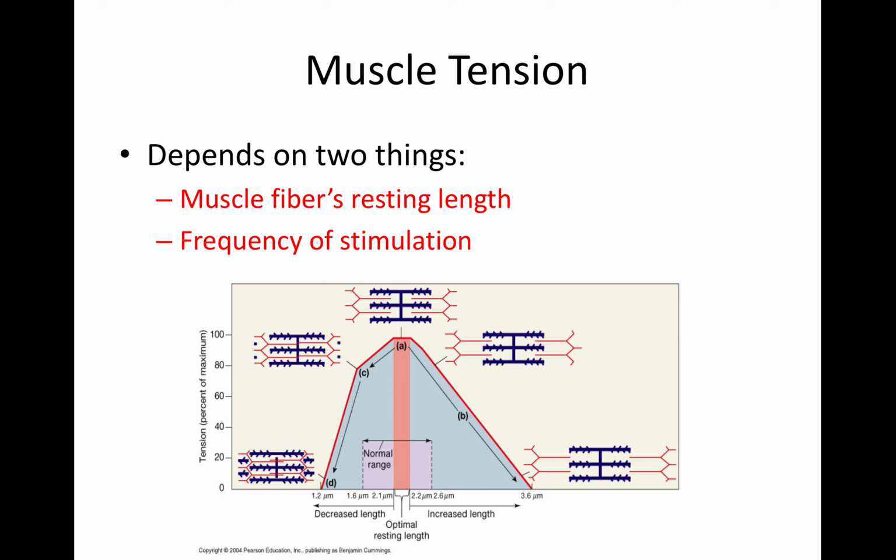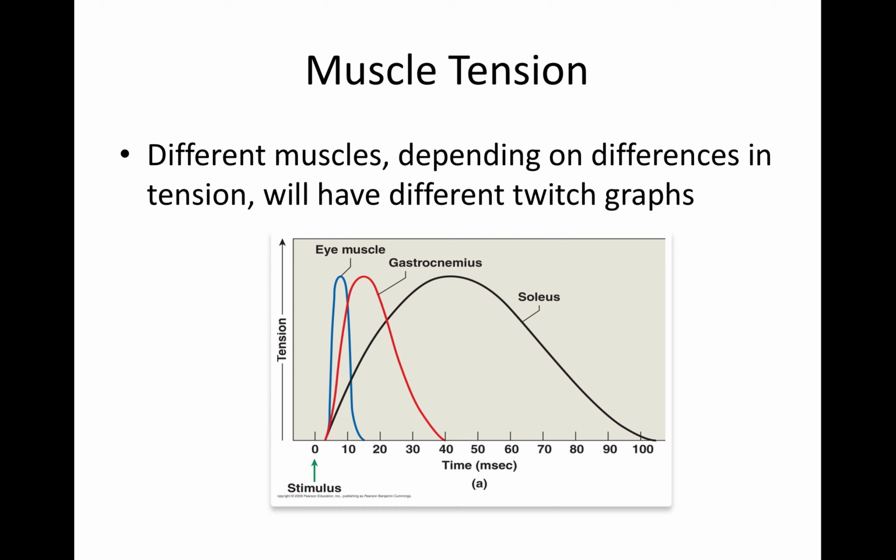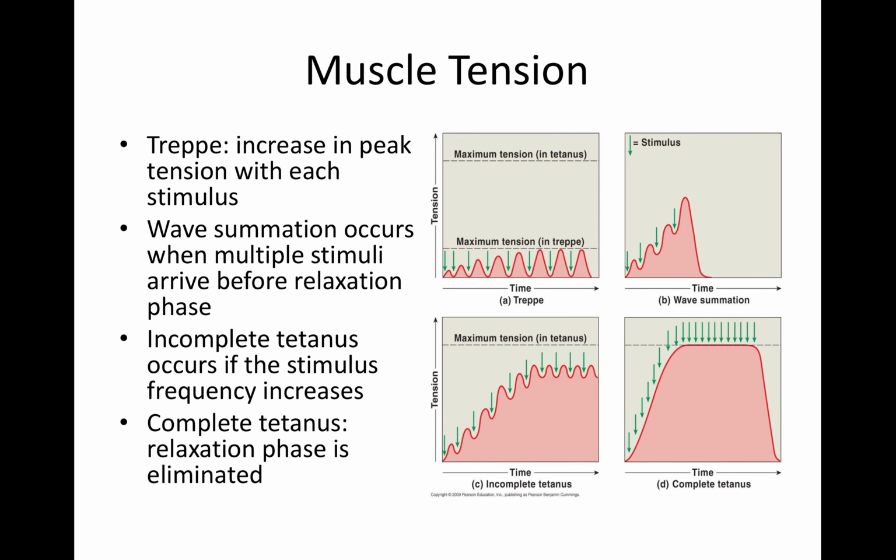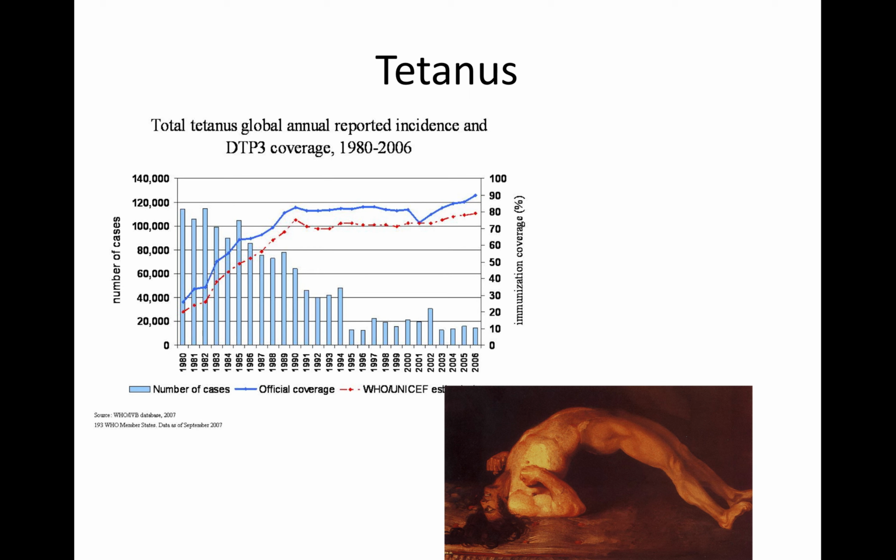So then we went on to talk about how our muscle fibers are at rest and when they're stimulated. Our muscle's tension is defined by two things: the muscle fiber's resting length and how frequently it's stimulated. Different muscles have different tensions, and we can look at their twitch graphs. We call a twitch a contraction relaxation cycle. And there's different types of muscle tensions that we discuss. You have a treppe, wave summation, complete tetanus, and incomplete tetanus.